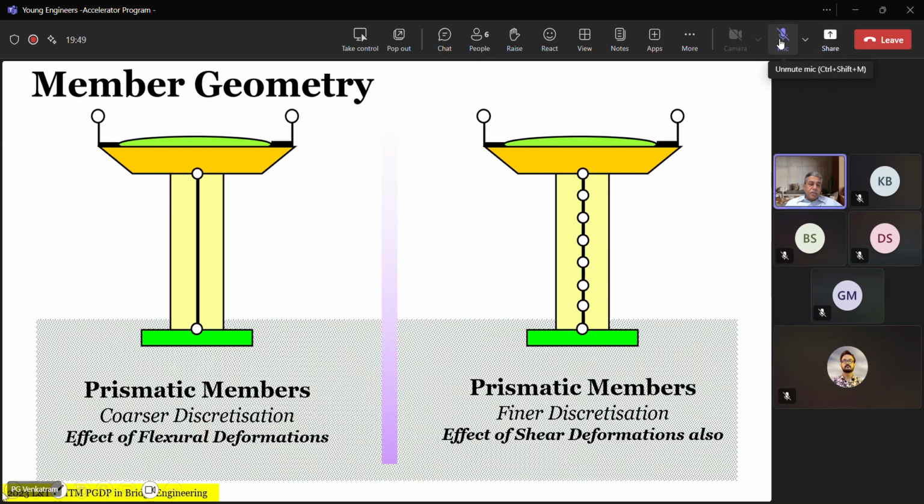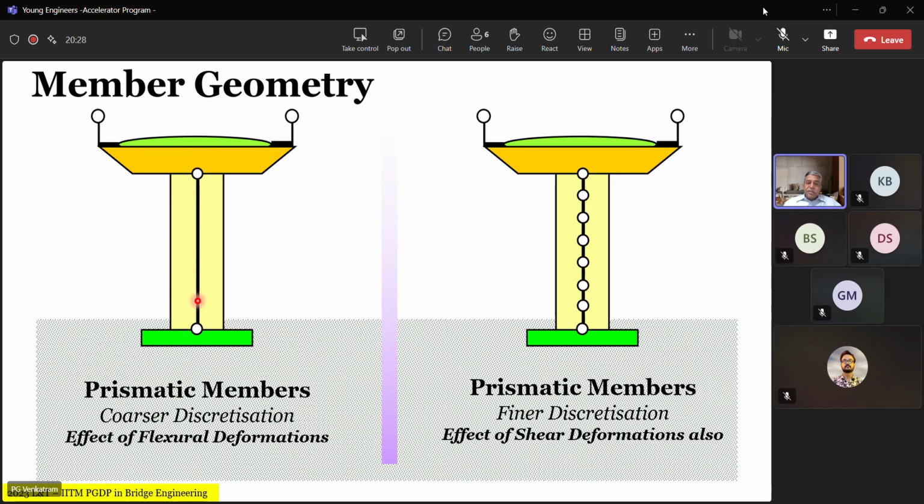Which discretization do you follow? Left hand side. Why? So because it is prismatic, you say you follow the left hand side. Is that correct? So if we follow the right hand side, is it wrong? It is not wrong. Now we will understand what happens or does not happen with respect to discretization.